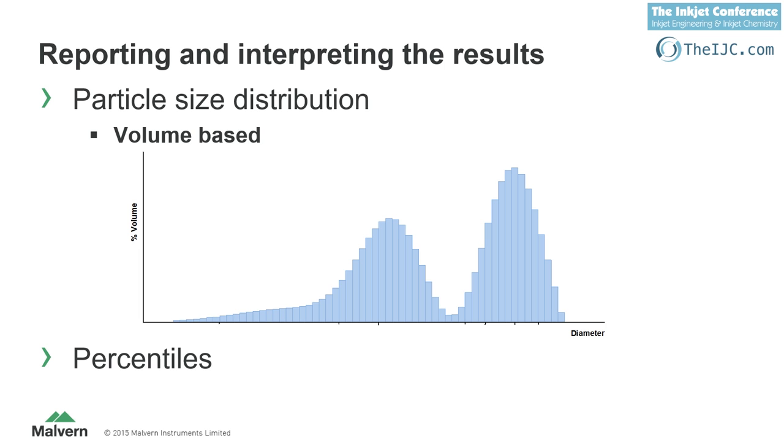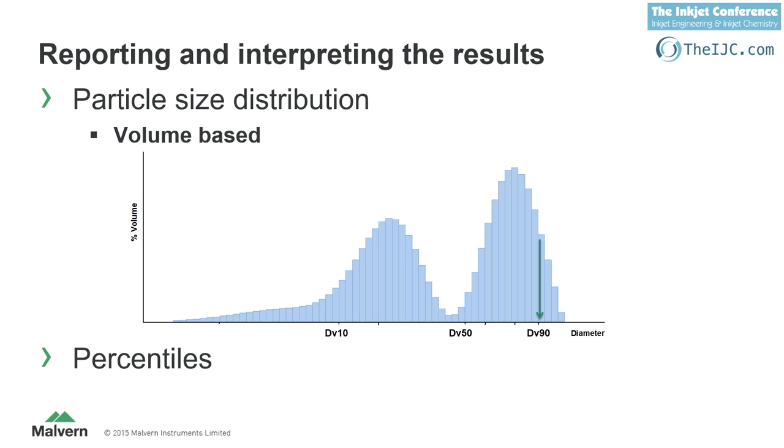I'm sure you've heard people referring to them over the past couple of days where you've gotten inks in with specifications on them. We tend to report the Dv10, the size below which there's 10% of the material, the D50, the median size, and the D90, the size below which there's 90% of the material.